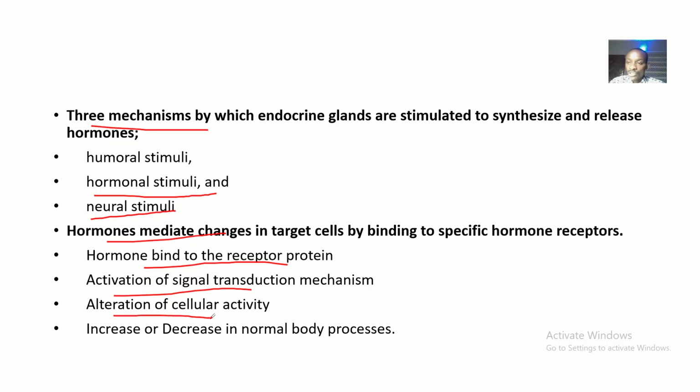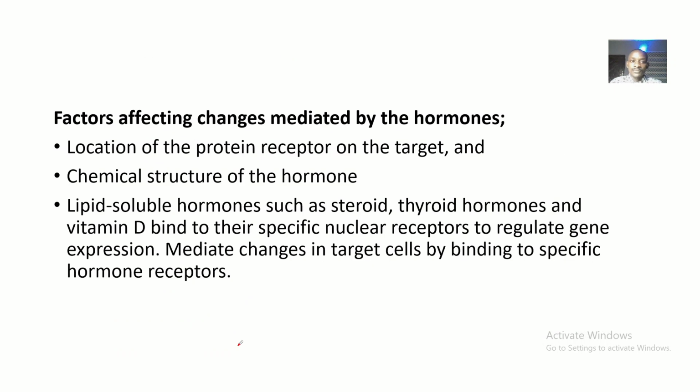Then there will be alteration of the cellular activity for that cell. There could be an increase or decrease in the normal body processes, depending on the hormone that is binding to the cell. If the hormone is to trigger some activities, that activity is triggered only if the receptor allows the hormone in. So, what are the factors affecting the changes mediated by these hormones? If the hormone comes to a cell, what factors determine its going in, and even when it goes in, what factors determine its action?